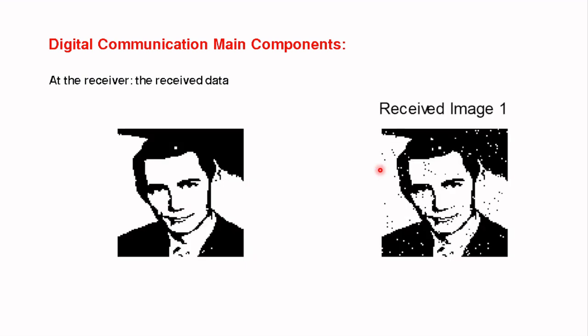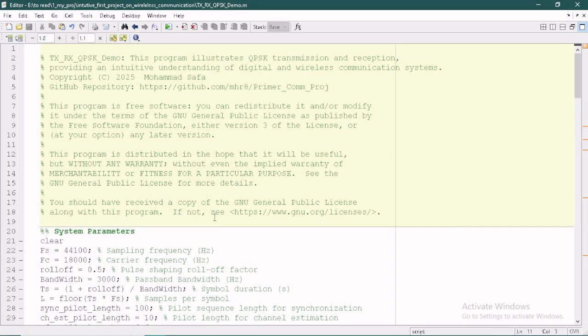So in the end, this is what we transmitted, and this is the image that was received. And as we can see, there are some error pixels, but we can recognize the image perfectly fine. So next, let's have a look at the code and its structure. In this video, I will show you the code and the various parts of the code.